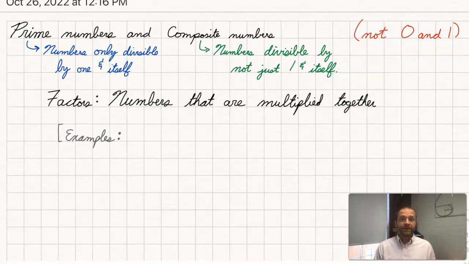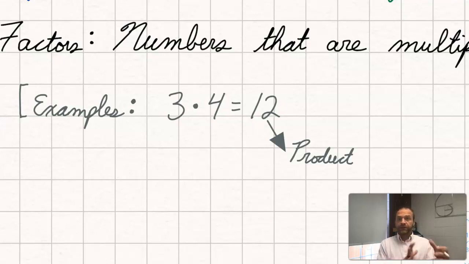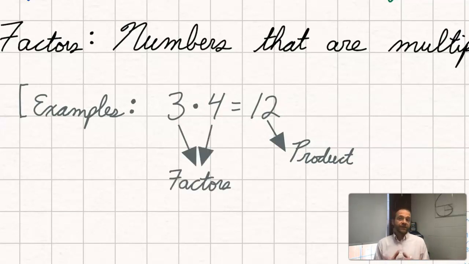So you can look at an example of that. If I have a basic 3 times 4 equals 12, it's a basic multiplication problem there. Well, what that means is that I have a product of 12. The end result of multiplication is your product. Well, my product is 12. So 3 and 4, those are the two numbers that multiply together. So we consider those to be factors of the number 12, because you can use those with multiplication to create the number 12.